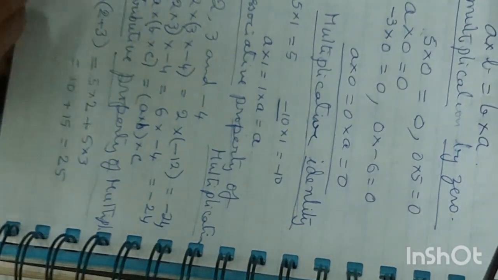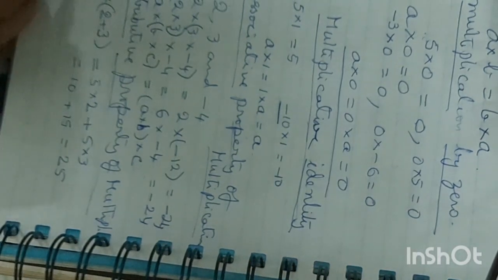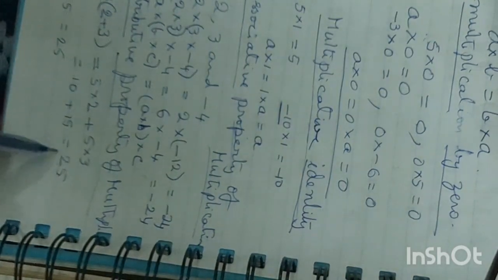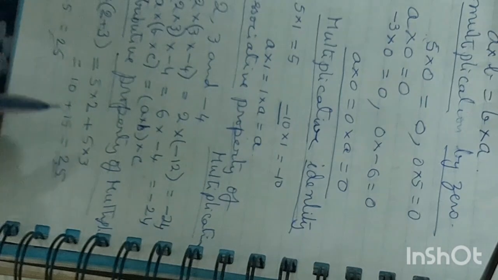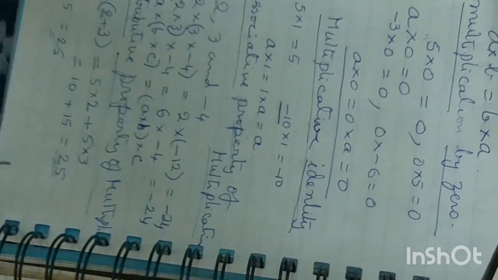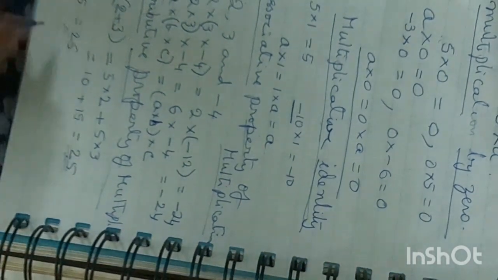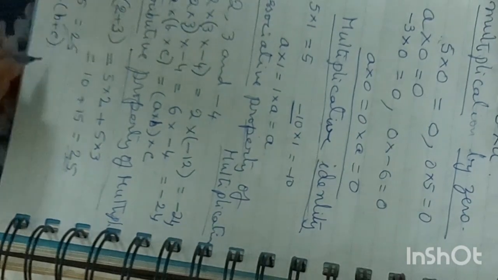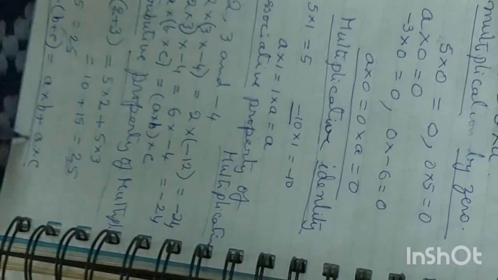Or we can directly solve this problem by adding these two. 2 plus 3 is 5. 5 into 5 is equal to 25. This is the same. Therefore 5 into 2 plus 3 is equal to 5 into 2 plus 5 into 3. Like that we can distribute. This is called the distributive property. Therefore, for any three integers a, b and c, a into b plus c is equal to a into b plus a into c. This is called the distributive property of integers.